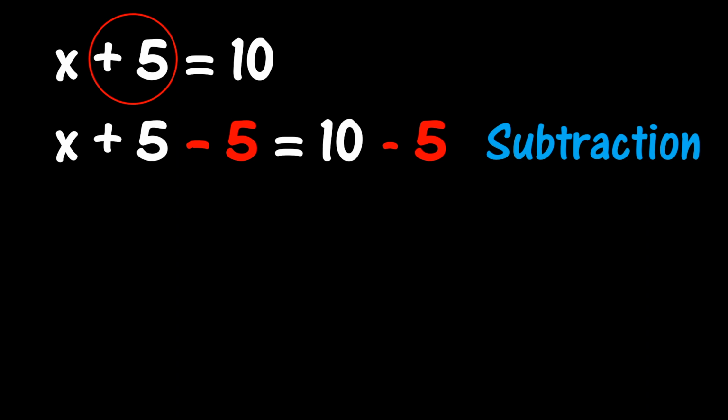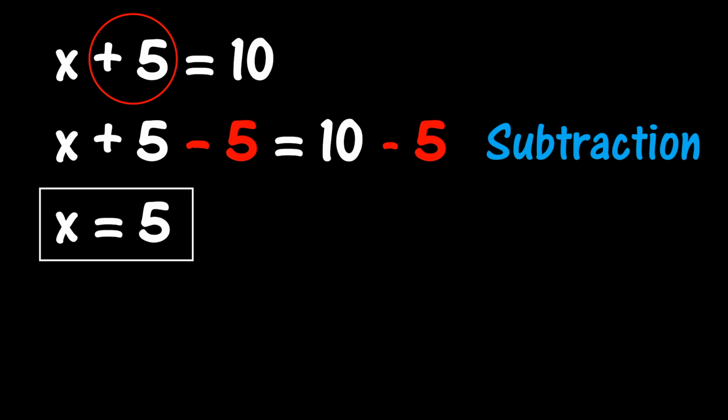Now, all we have to do is simplify both sides of the equation by combining like terms, and we will be left with our answer. For the left-hand side, the 5's cancel each other out because 5 minus 5 equals 0. On the right-hand side, 10 minus 5 equals 5. So, our answer is x equals 5.